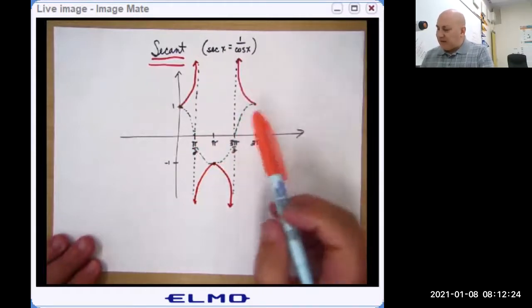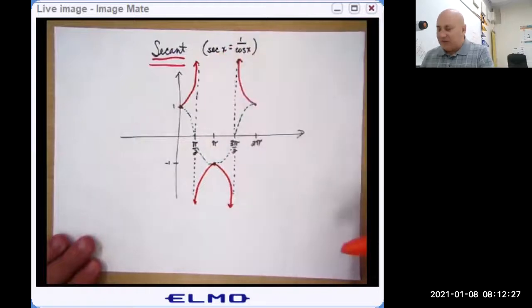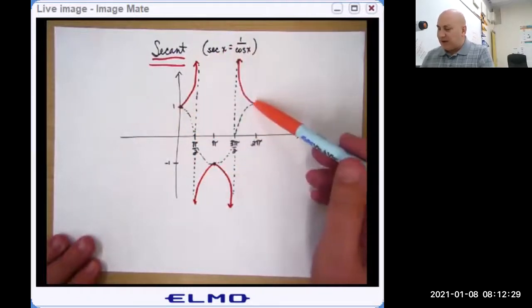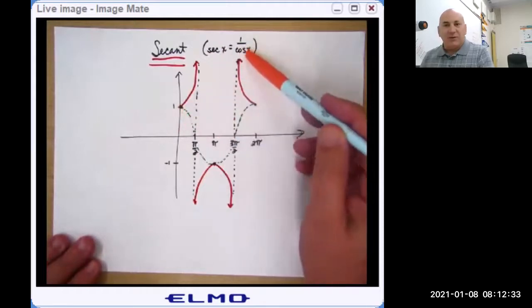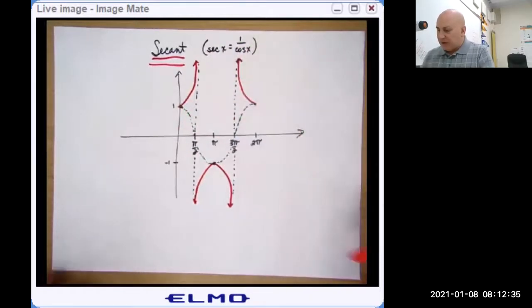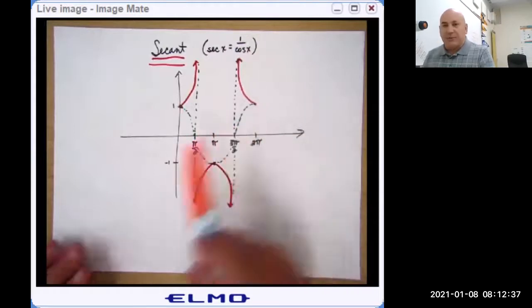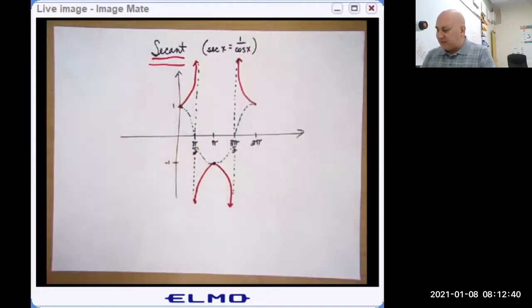So you can see that to graph the secant function, the easiest way is to graph cosine and just think, what's happening to these values as I take the reciprocal of them? And of course, the period, if cosine has a period of 2 pi, secant is going to have a period of 2 pi.